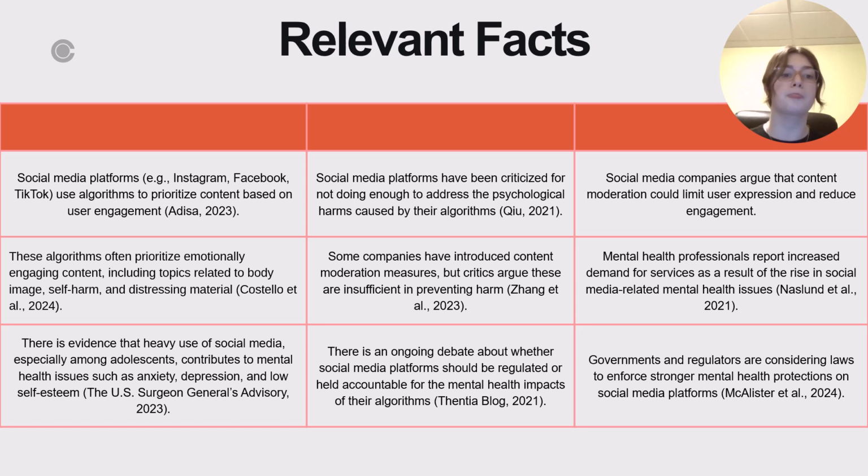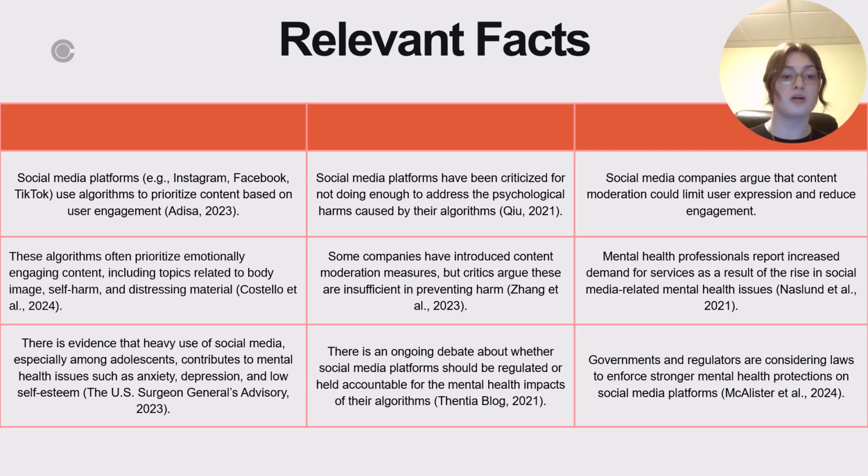These algorithms often prioritize emotionally engaging content, which can include topics related to body image, self-harm, and other distressing materials. A recent study done in 2024 showed that because the For You page brings up things that are emotionally charged and things that they think the viewers are going to want, sometimes that can be good content, and other times it can be detrimental content that can have a negative impact on people's mental health and can be distressing in ways that it doesn't need to be.